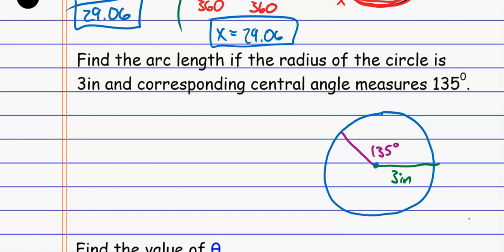So once again, that's 2 pi r, which is going to be a 6 pi for this one. So that's the entire circumference, but I only want a fraction of that circumference. Well, think about the fraction this represents. This represents 135 degrees out of a total of 360 degrees.